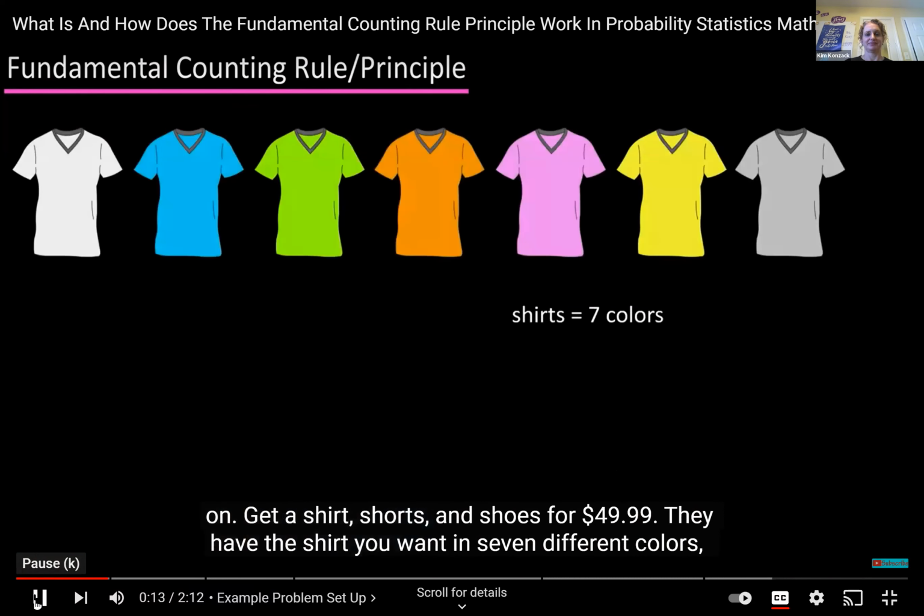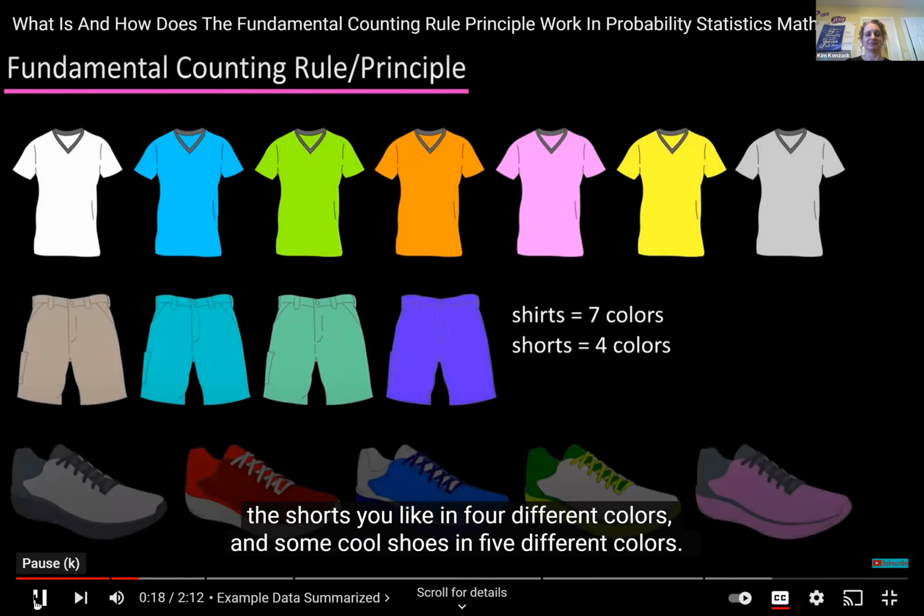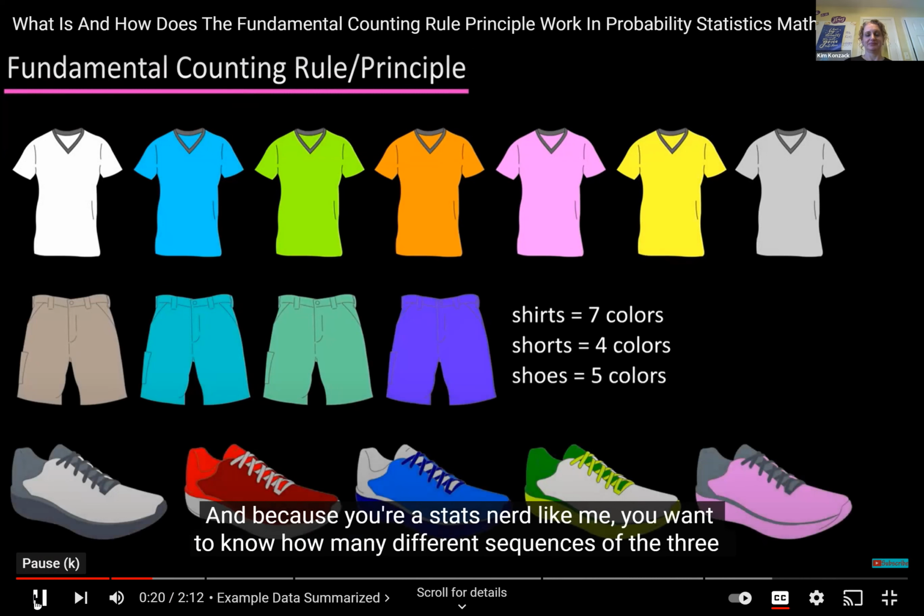They have the shirt you want in 7 different colors, the shorts you like in 4 different colors, and some cool shoes in 5 different colors. And because you're a stats nerd like me, you want to know how many different sequences of the 3 are possible.